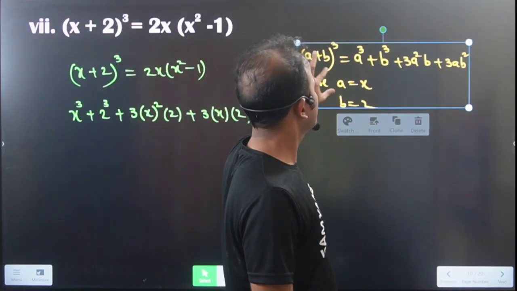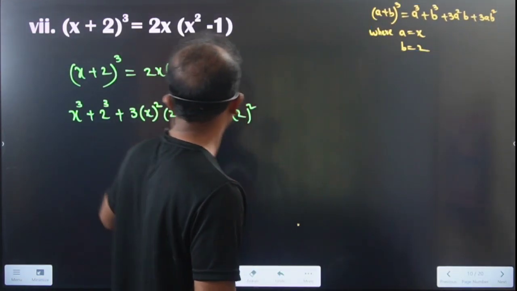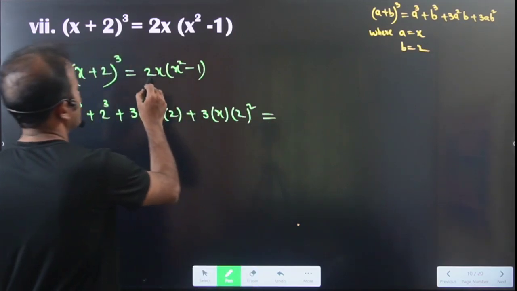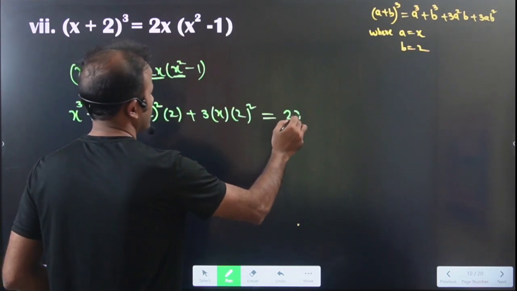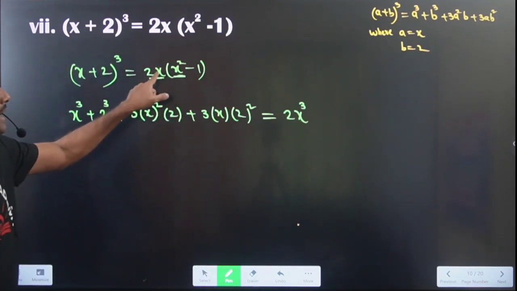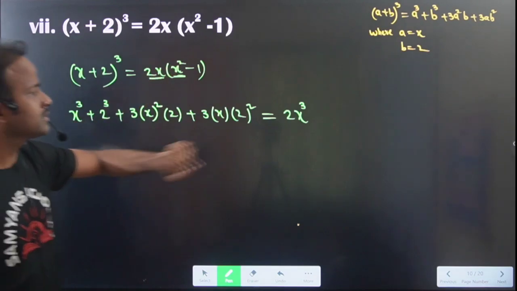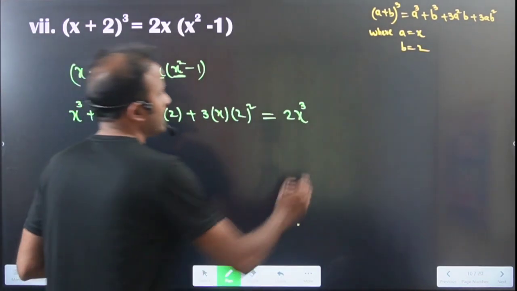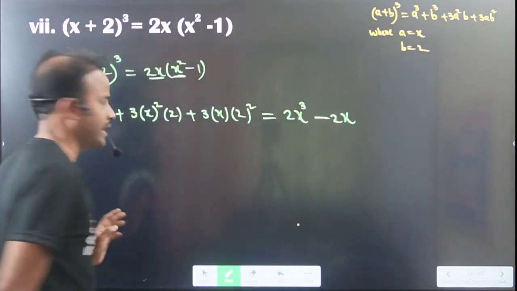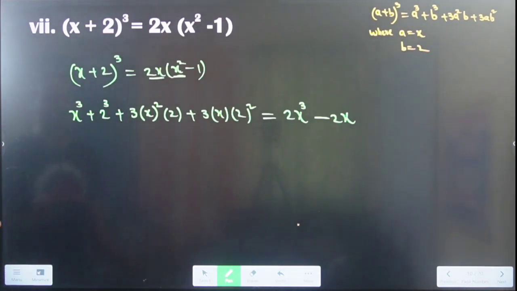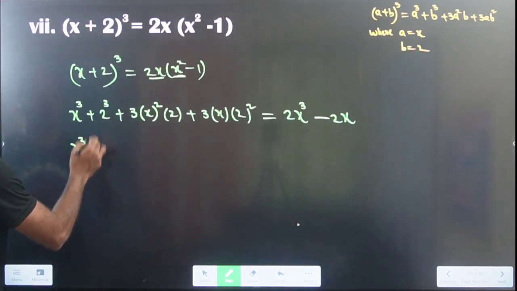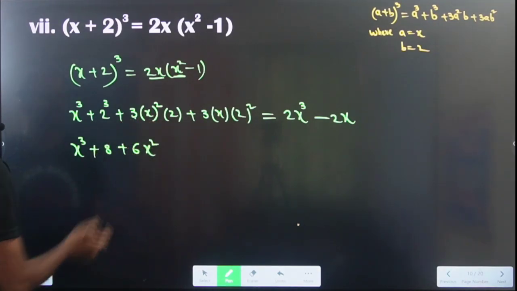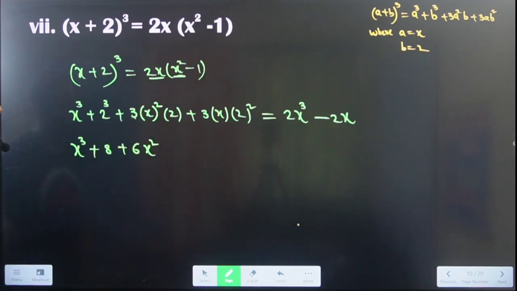Which is equal to 2x into x square is 2x cube. Do you understand? Here x into x square, what does it become? x power 3, x cube. 2x into minus 1 is minus 2x. Is it clear? Now you see x cube, 2 cube value is how much? 8. 3 into 2 is 6, so this is 6x square.